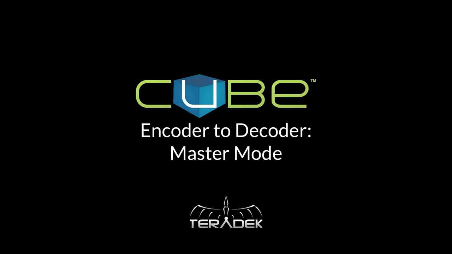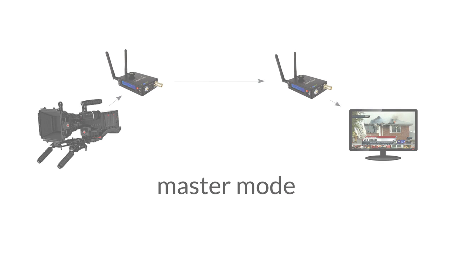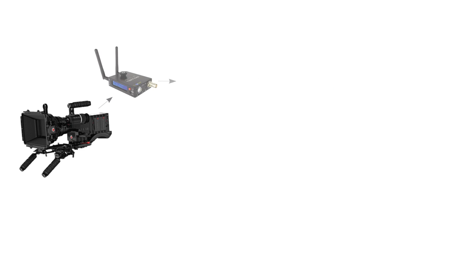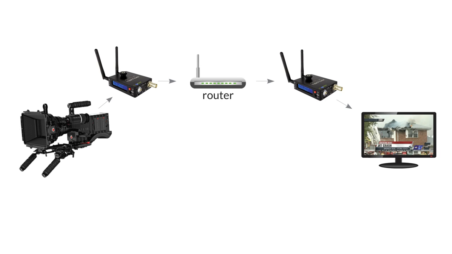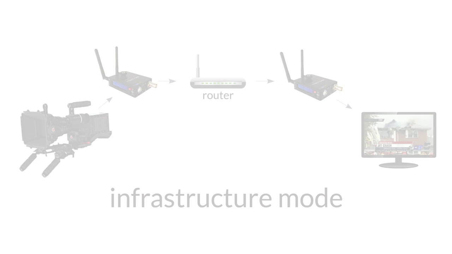My name is Jeff, and today I will be demonstrating how to directly connect your encoder and decoder using master mode. Cube encoders and decoders purchased as a set are automatically pre-configured this way. If you would like to connect your encoder and decoder through an existing wireless network, please watch our encoder to decoder infrastructure mode tutorial.